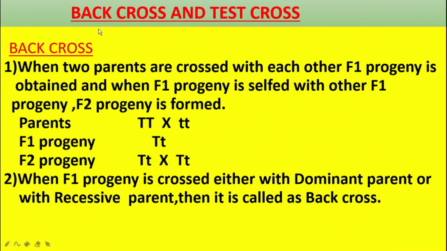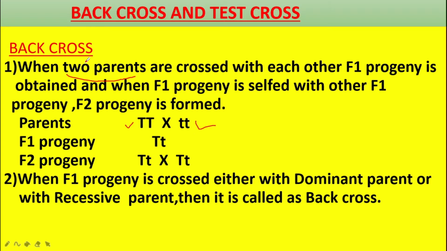Students, let's start with back cross and test cross. First of all, we will see what this back cross is. Back cross means what? Just see, when there are two parents, this is the first parent, capital T, meaning the parent is tall, the dominant parent, and this is small t, the recessive parent, that is, the plant is dwarf.